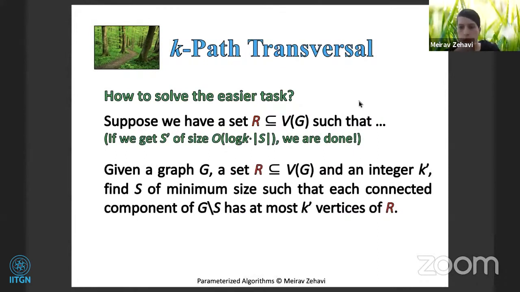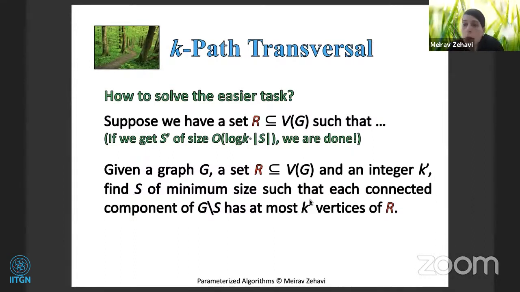For this, we are going to use a black box, an algorithm for the following partition problem. This problem is defined as follows. In its input, we are given an undirected graph G, some set R of red vertices, and an integer k prime, and we want to find the set S of minimum size such that in each connected component of G minus S, we have at most k prime vertices of R.